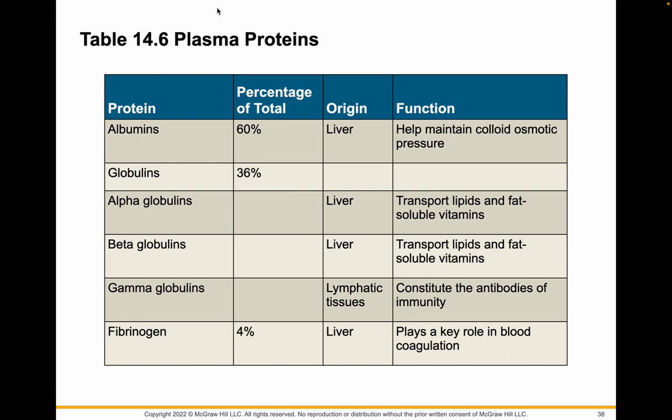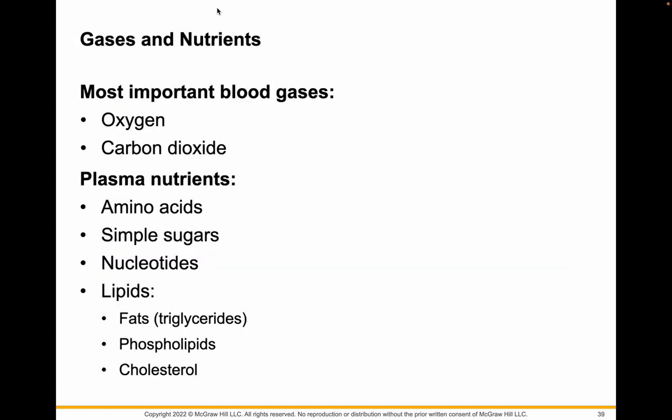Now, globulins, there's a few different kinds, but mainly two major kinds. Ones that transport those lipids and fat-soluble vitamins, and also the ones that are going to be antibodies made by those white blood cells. But most of these plasma proteins are coming from the liver, and fibrinogen, the one we're going to talk the most about in this unit, is what plays a role in blood coagulation.